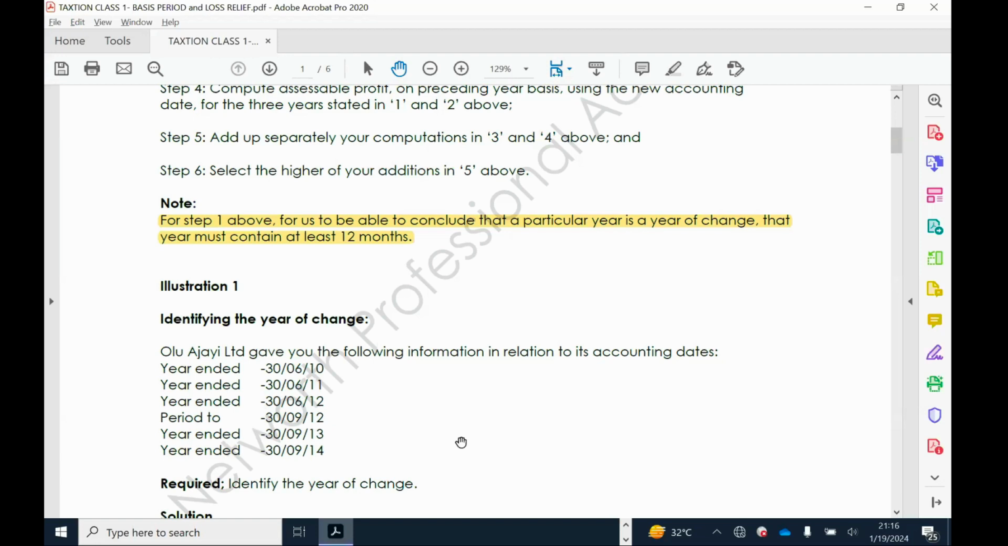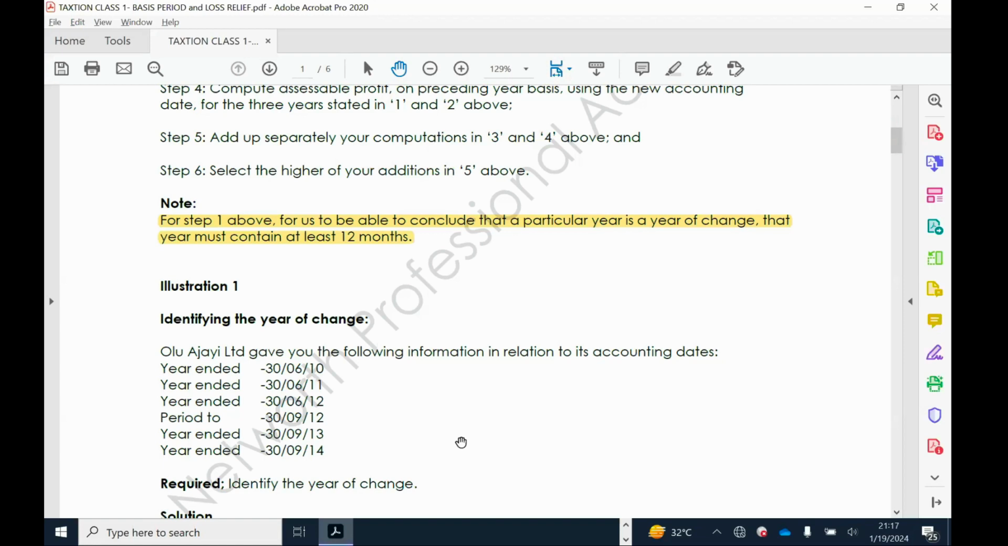But I have a question. In the exam, they won't state or give to us the year of change. We'll just use the illustration to find out the year that ended without completing a whole 12 months. So the following year that contains a full 12 months is the year of change.